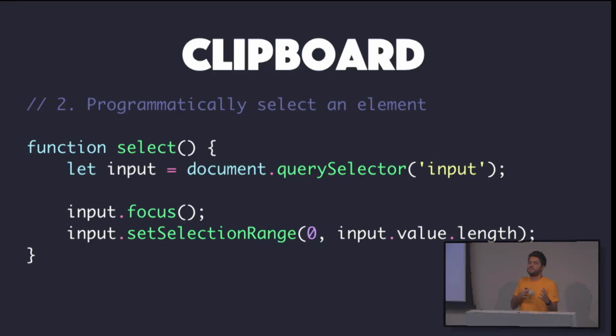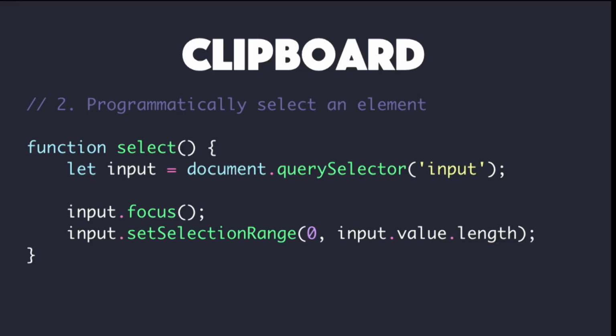You can select things programmatically on your page. You know when you get your mouse and then you select some text? You can do that with JavaScript. So in this function, we are getting an input, and then we need to focus on that input and then select the content. So that's the one thing. We need to select the text.